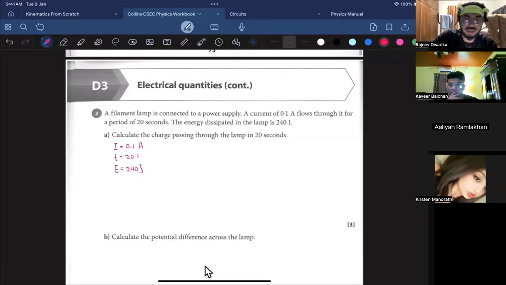So they want you to figure out the charge passing through the lamp in 20 seconds. So they want you to find charge. What formula do you know? Let's calculate charge given these parameters. Not all three, it could be like 2 out of the 3. Okay, what formula do you know?